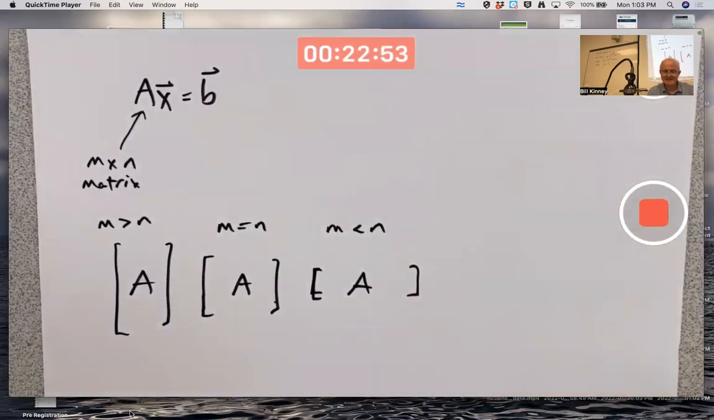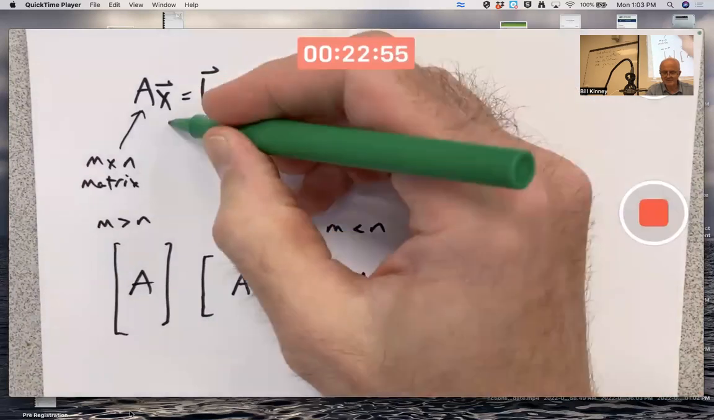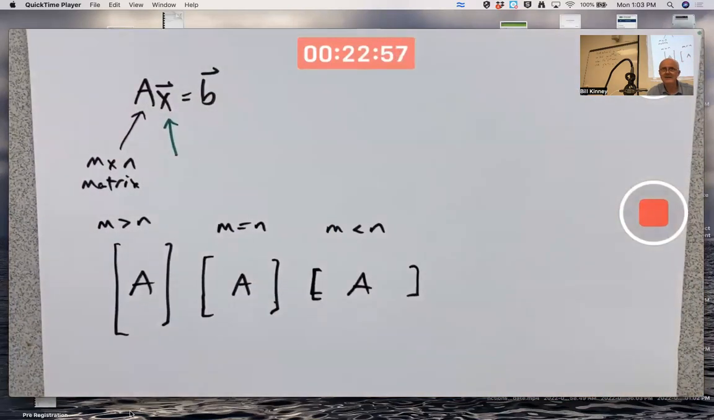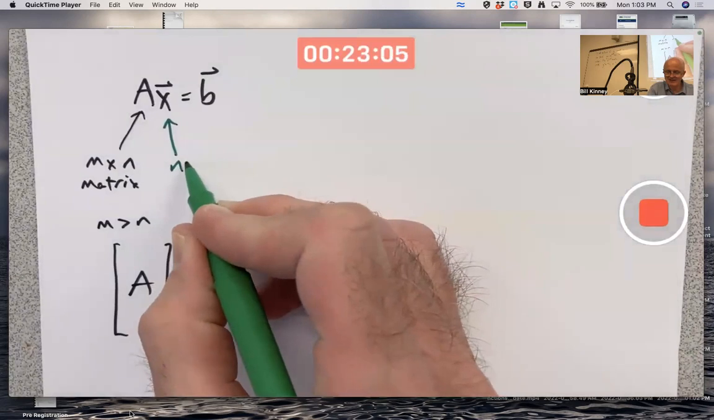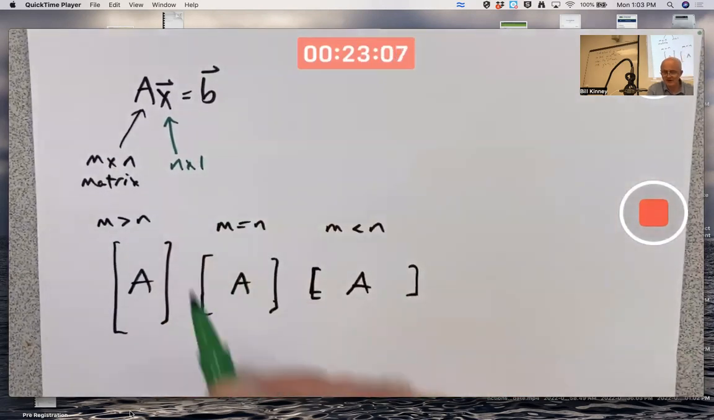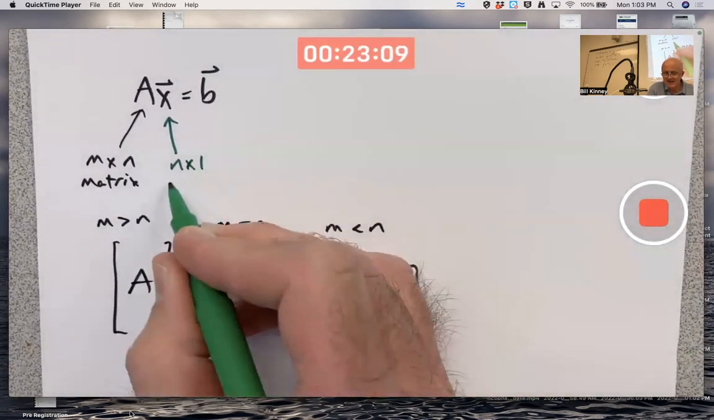X, what kind of dimensional vector would X be? M or n dimensional? N dimensional. We write them as column vectors. We call it an n by 1 column vector.